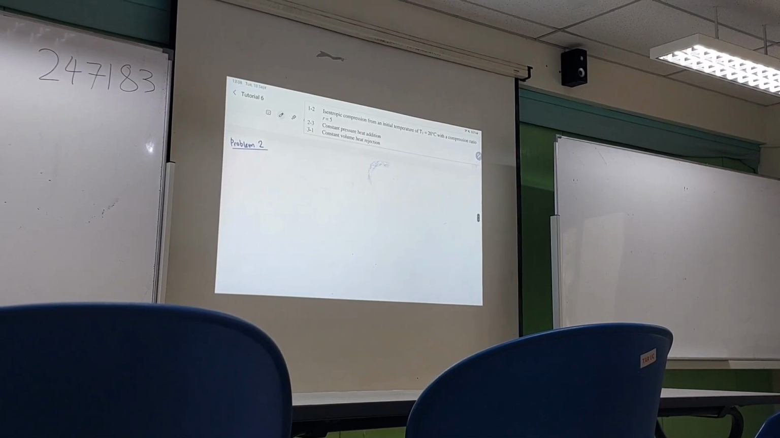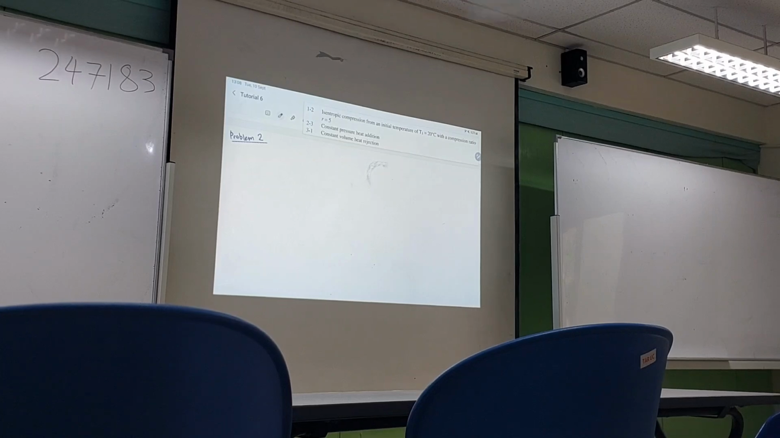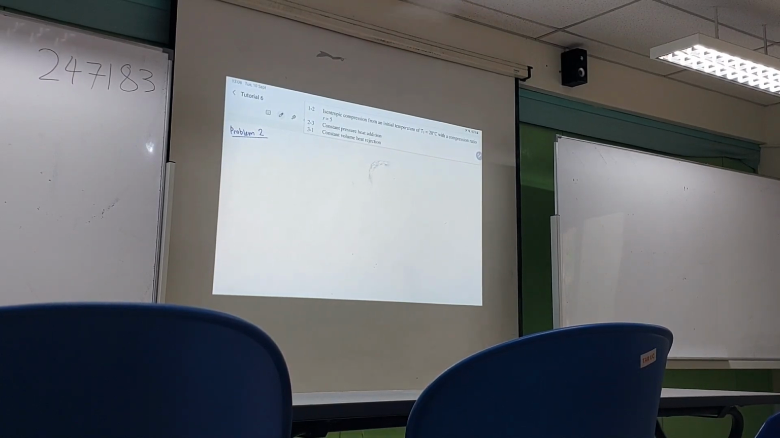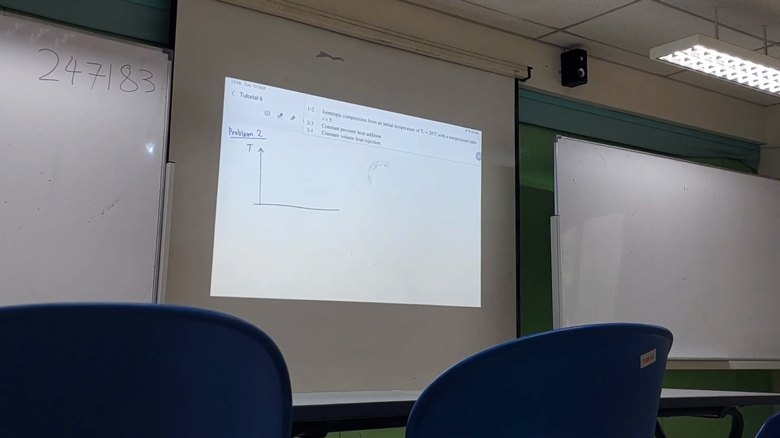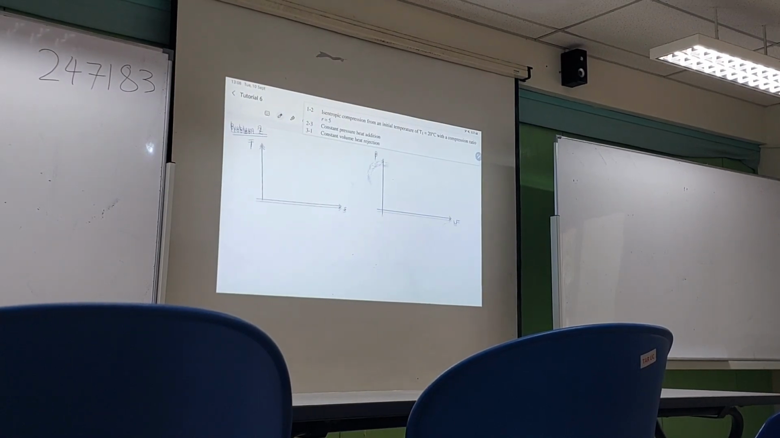So we are looking at problem 2 here. The first question asks you to draw a TS diagram as well as a PV diagram. So let's write out first the TS, and PV. So you need to know how to draw this. Let's look at the processes.